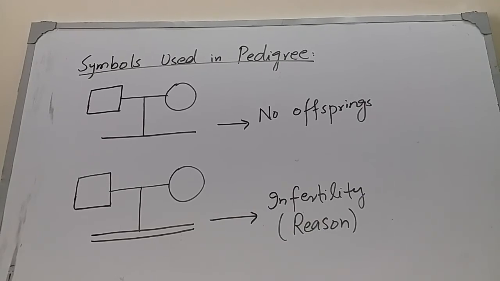So now I have shown a single horizontal line, we can say the line which is connecting the two parents. This single horizontal line shows there are no offsprings. This couple has no offsprings. They have no children. And next I have shown double horizontal lines. So it shows the infertility. It means both parents are unable to have children, and then we have to write the reason of infertility.